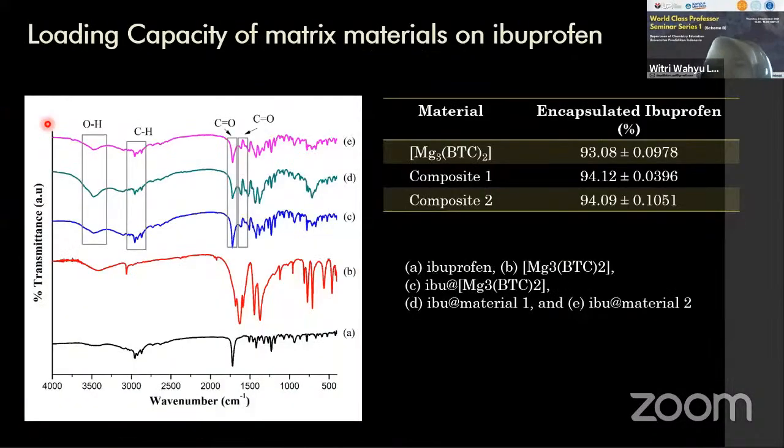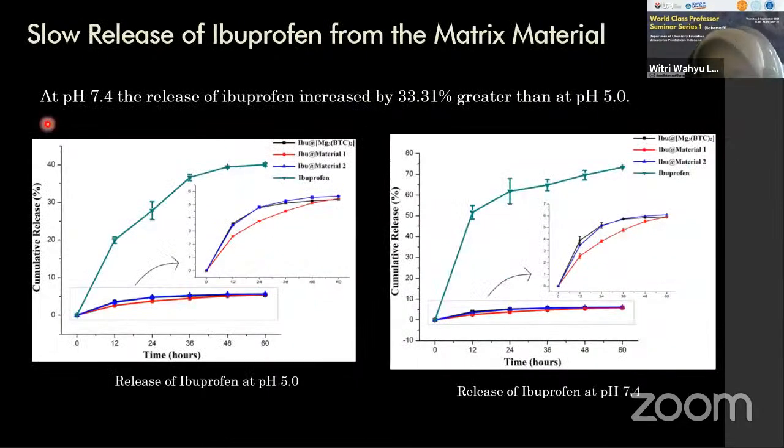And we try to encapsulate this material with the ibuprofen, and we can detect that the ibuprofen is already inside by FTIR, it is enough, I think. After the loading process, we try to release the ibuprofen from the matrix at pH 5 and at pH 7.4, and we can see clearly that after encapsulating with this matrix, the drug is slowly released here. If you compare with the ibuprofen without matrix, at pH 7.4 the release is more explosive, or higher, than the release at pH 5.0.